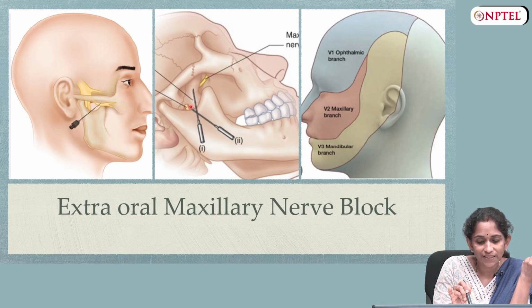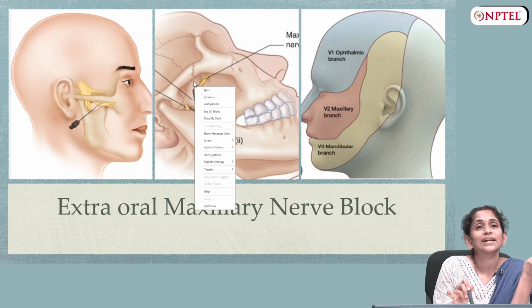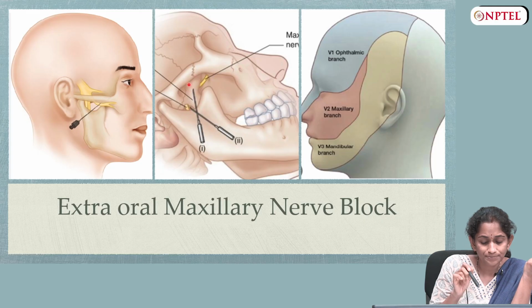What do we hit? We will hit the lateral pterygoid plate. Once you have hit the lateral pterygoid plate, this is a bony landmark. You have to feel the bone in that area. What is the bone that you hit? That is the lateral pterygoid plate.